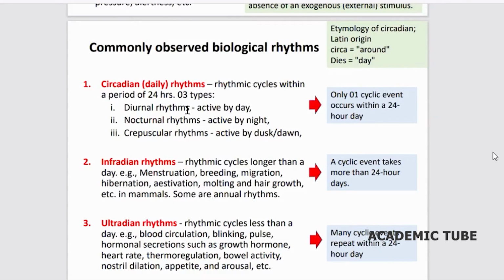Then there is another rhythm, crepuscular rhythms. So now, for example, the leopards, they start searching for prey animals in the morning and in the afternoon, dusk and dawn.